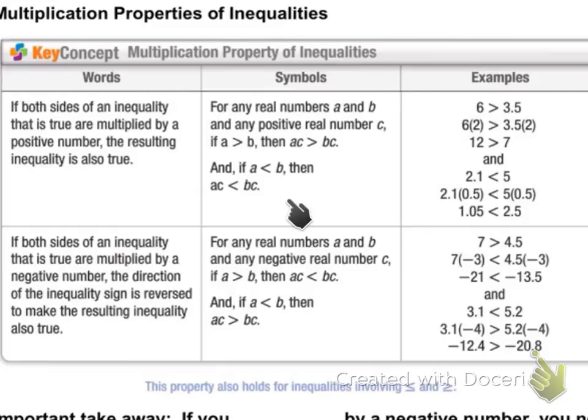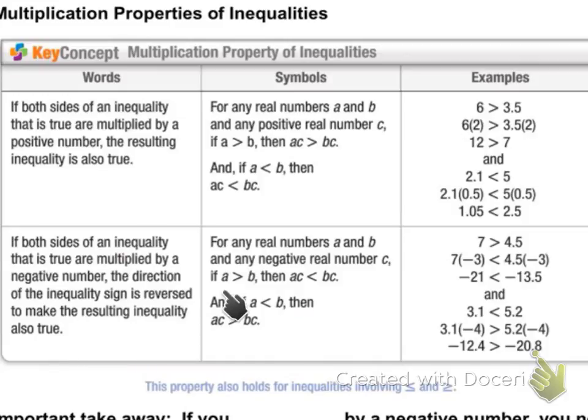The same thing happens if you have a less than symbol. Of course, way in the bottom, it does talk about the fact that this holds true for less than or equal to or greater than or equal to. But those, I think, are pretty simple. Not a big deal. The second case, though, is that if both sides of an inequality, that is true, are multiplied by a negative number, now something happens. The direction of the inequality sign is reversed to make the resulting inequality true.